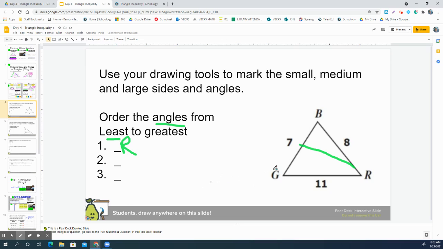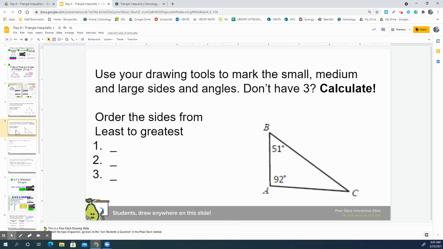And what's the medium angle? G, excellent. And the large angle? B. Okay. Let's see if it gets any harder. What about here? What do I do here? Talk me through it, or do it yourself.